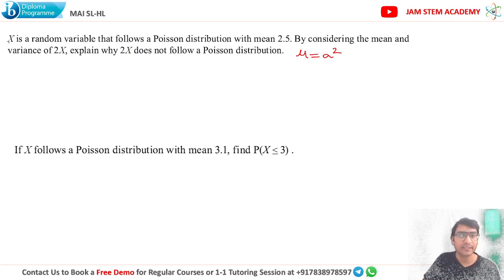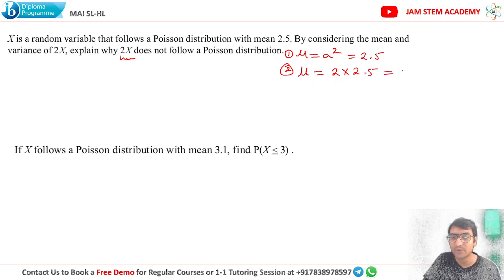So initially it says X is our random variable where the mean is given by 2.5. So initially we had the first case where mu and sigma squared are both 2.5. But later you changed it to 2X. So the new mean will be 2 times the old, which is 2.5 times 2, that means 5.